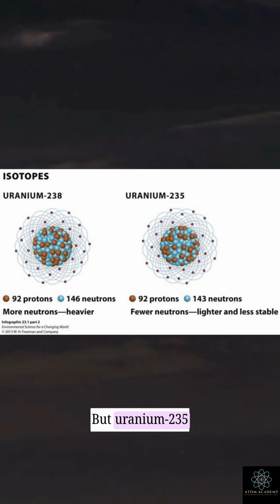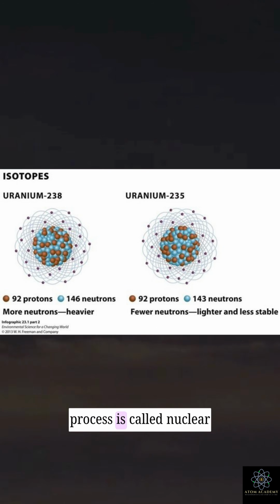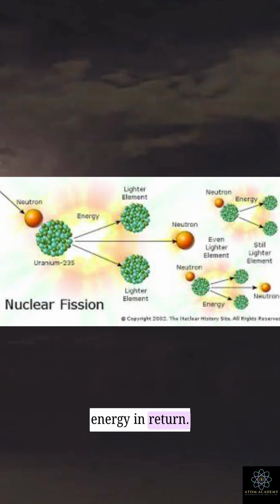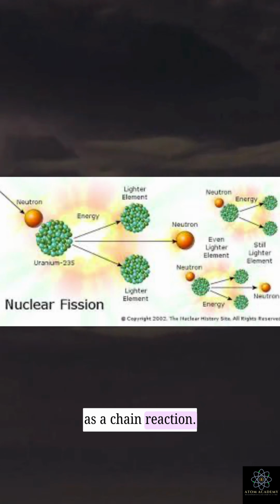But uranium-235 is special. It can absorb neutrons and split. This process is called nuclear fission and releases huge energy in return. When adding more neutrons, this proceeds as a chain reaction.